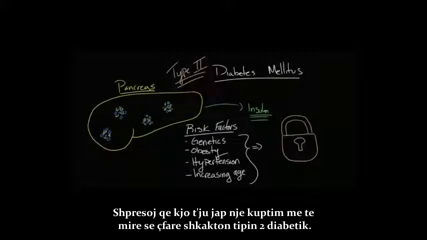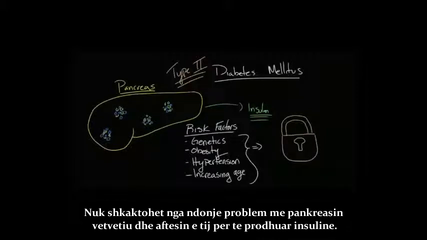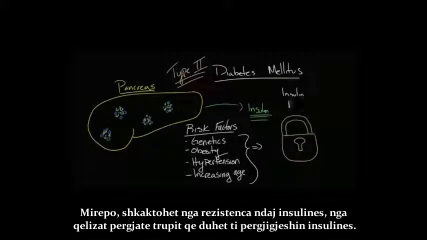So I hope this gives you a better understanding of what causes type 2 diabetes. It's not caused by a problem with the pancreas itself and the ability to produce insulin. Instead, it's caused by this insulin resistance by the cells throughout the body that are supposed to respond to insulin.